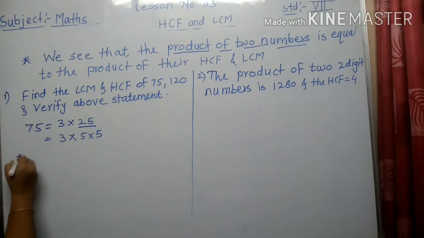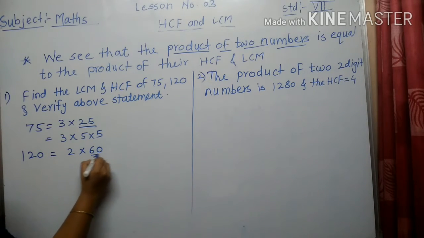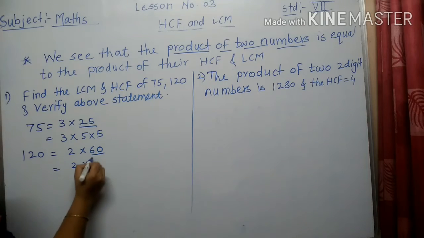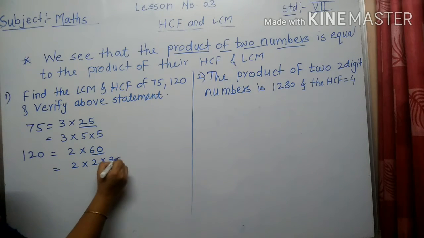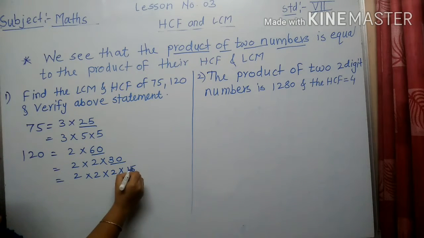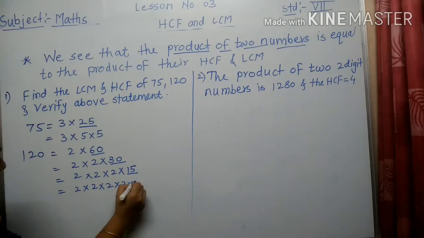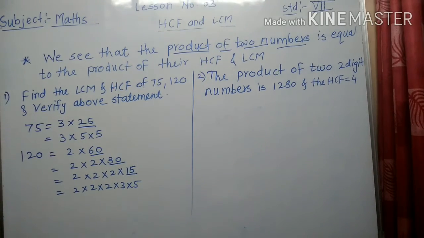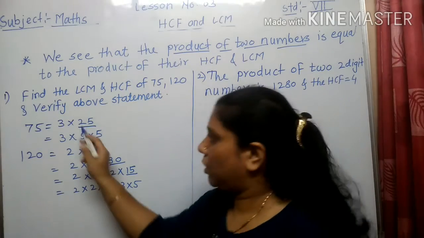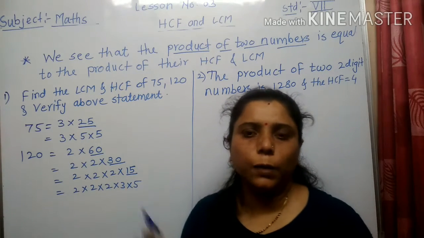Next number, 120. 2 into 60. The 60 can be factorized as 2 into 30. 30 can be factorized as 2 into 15. 15 can be factorized as 3 into 5. Now, we have done the prime factorization of 75 and 120.